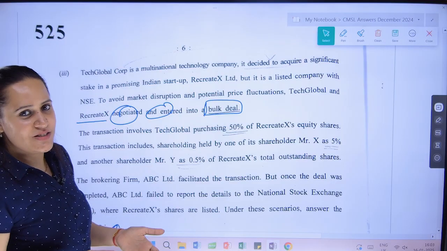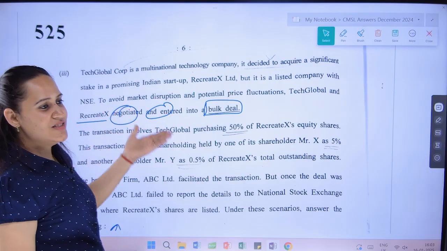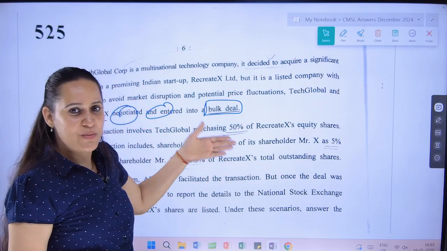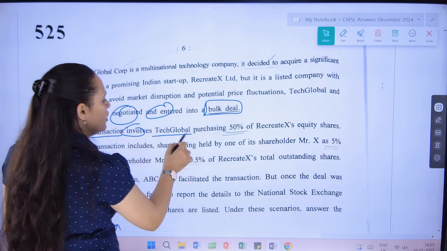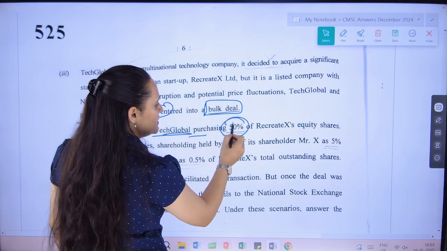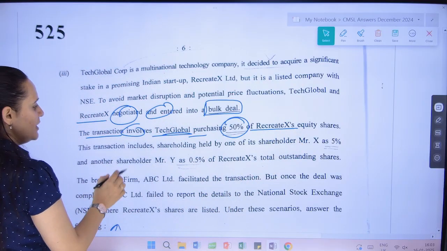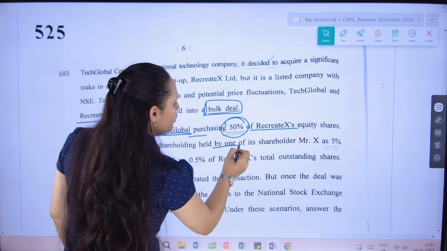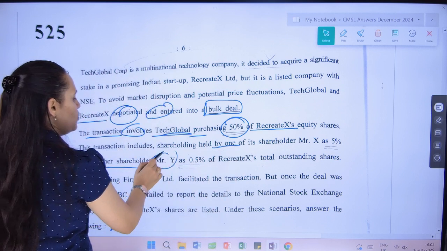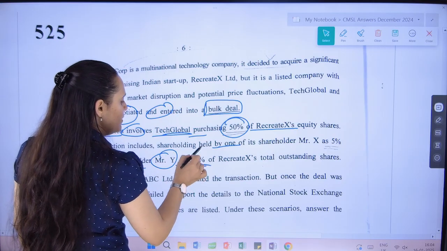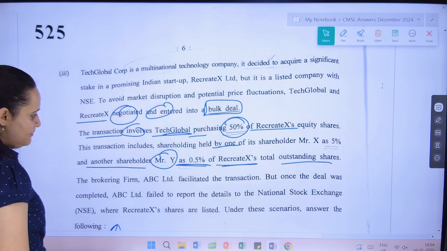So what is the first question? The answer is obviously yes. So they have only answered the question in the question. In the question itself, they have given the answer to your sub question. The transaction involves Tech Global purchasing 50% of Requisite's equity shares. This transaction includes shareholding held by one of its shareholders, Mr. X, as 5% and another shareholder, Mr. Y, as 0.5% of Requisite's total outstanding shares.